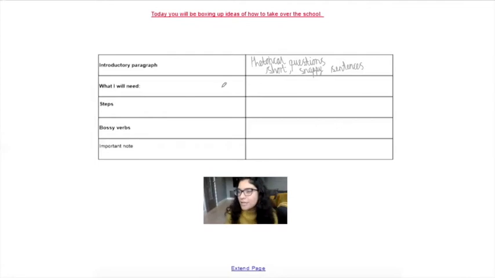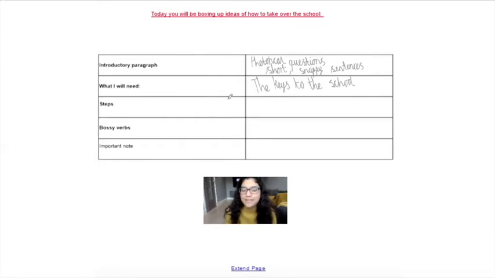So one example of what I would need if I was to take over the school would be the keys to the school. Because once you have the keys to the school, boys and girls, you are literally unstoppable. So the keys to the school. That is one example of one thing I would need in order to take over the school.